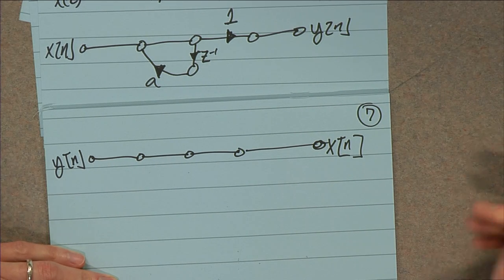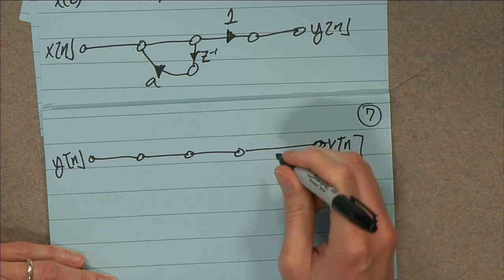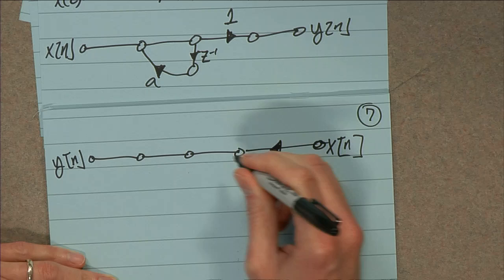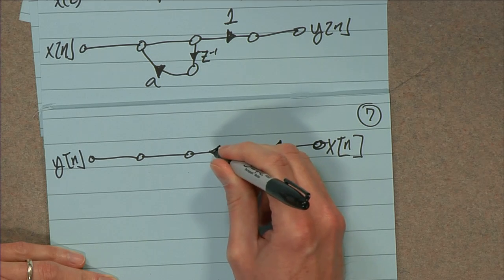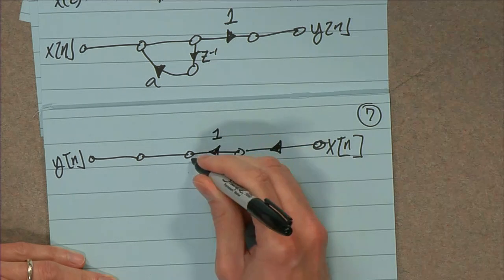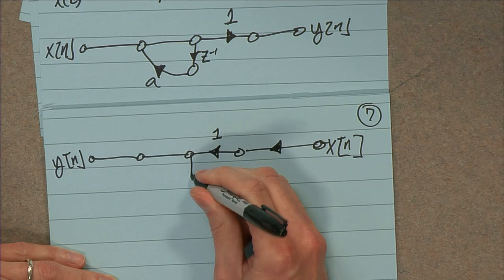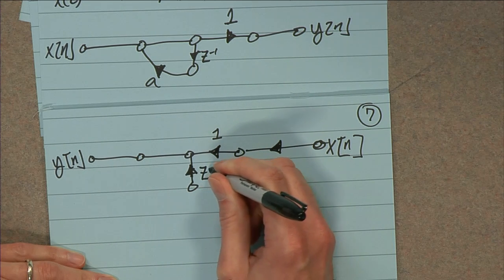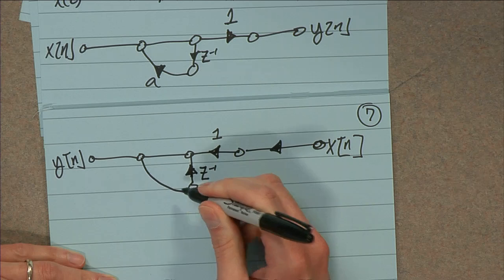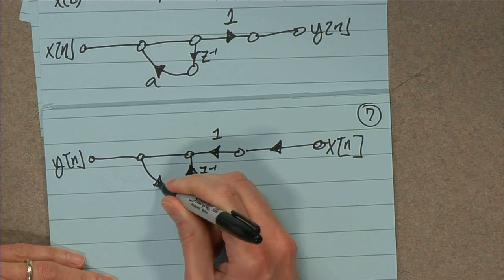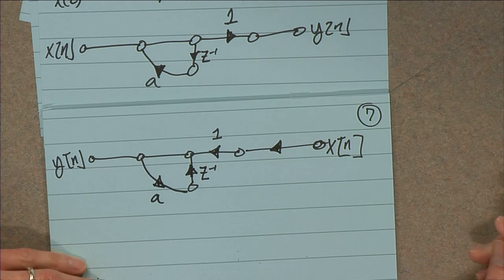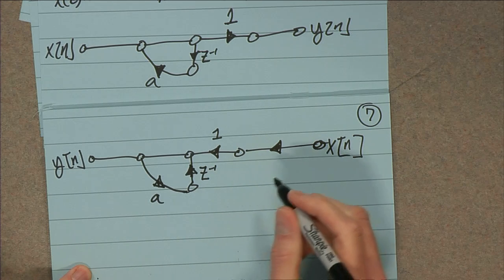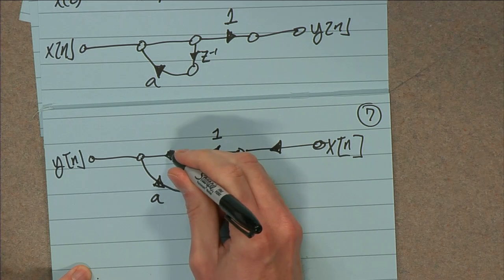So now all the branch directions need reversed. Where things were going toward this side, now they're going this direction. And where this one was going down, now it must go up. So we end up with this. And what happens here?